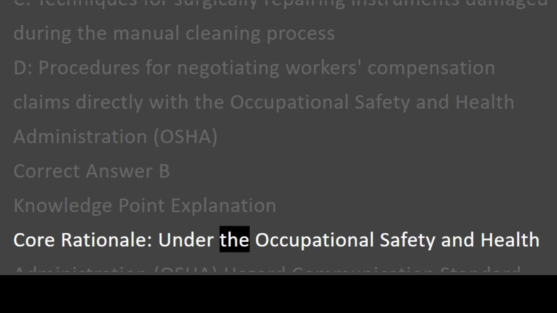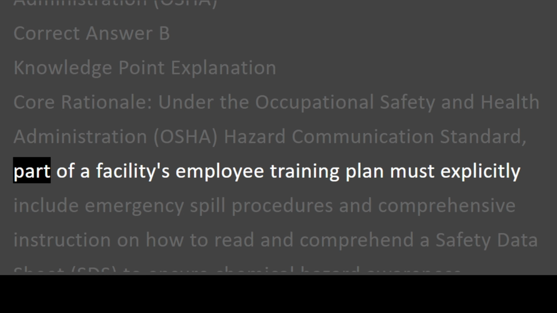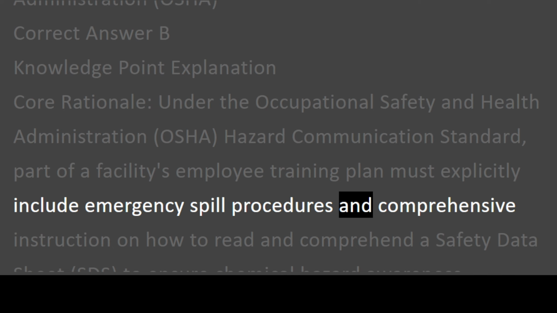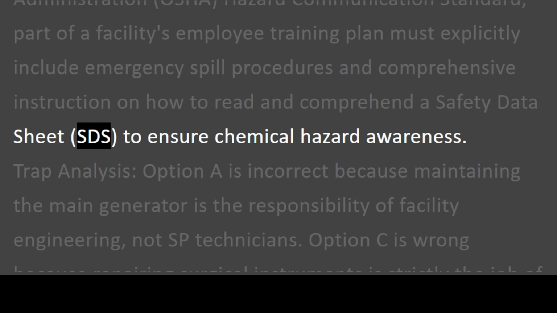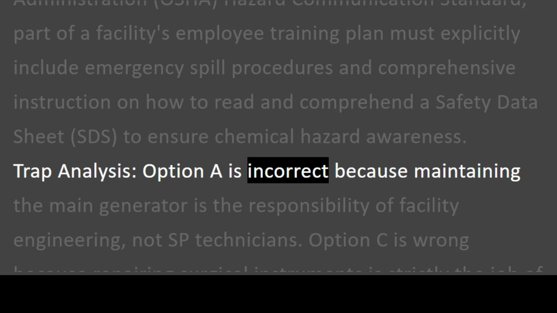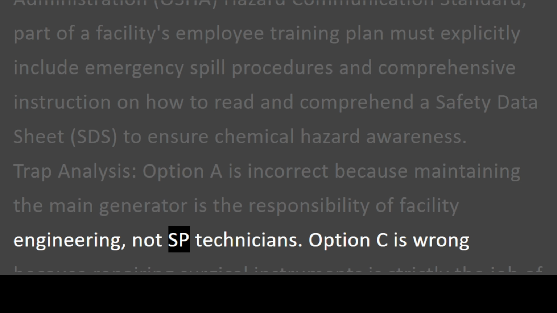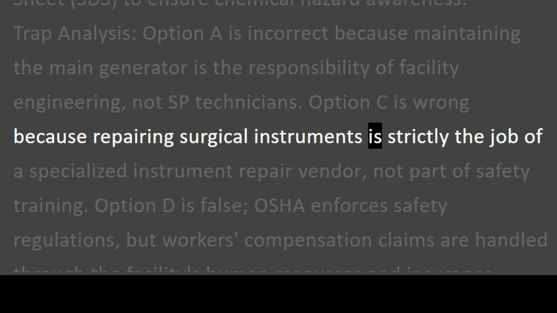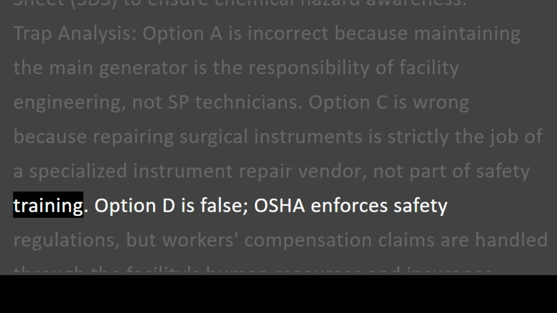Knowledge point explanation. Core rationale. Under the Occupational Safety and Health Administration, OSHA, Hazard Communication Standard, part of a facility's employee training plan must explicitly include emergency spill procedures and comprehensive instruction on how to read and comprehend a safety data sheet, SDS, to ensure chemical hazard awareness. Trap analysis. Option A is incorrect because maintaining the main generator is the responsibility of facility engineering, not SP technicians. Option C is wrong because repairing surgical instruments is strictly the job of a specialized instrument repair vendor, not part of safety training. Option D is false.